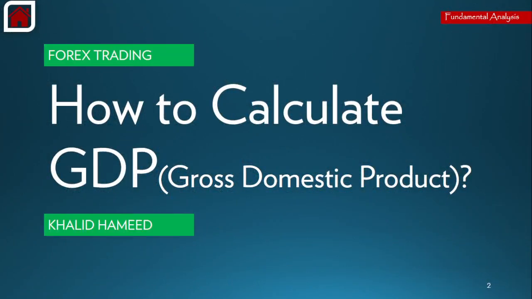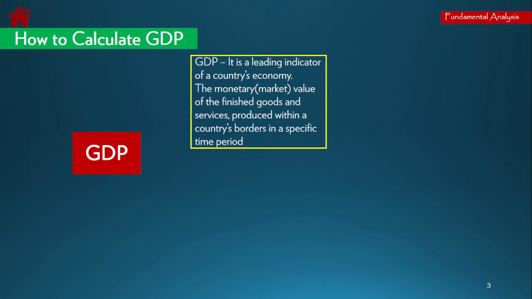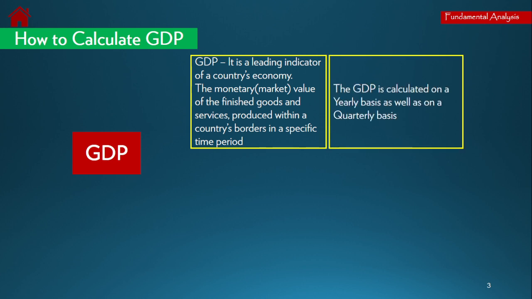So today we are going to talk about GDP and how we calculate GDP. So what is GDP? GDP is a leading indicator of a country's economy, the monetary or the market value of the finished goods, products, and services that are produced within a country's border in a specific period of time. We call it GDP, that is gross domestic product.